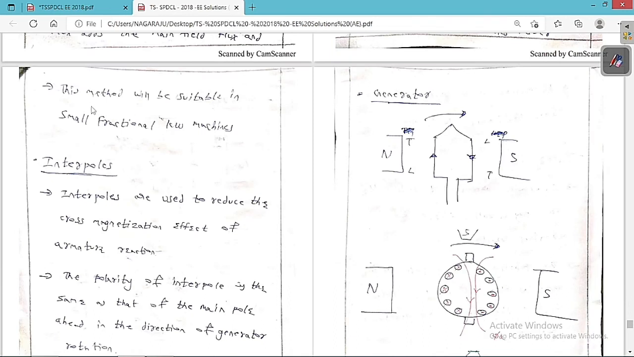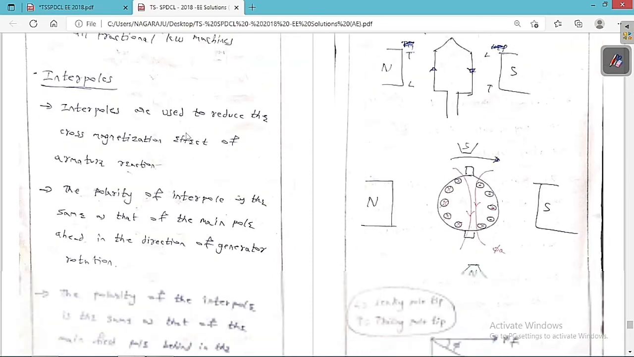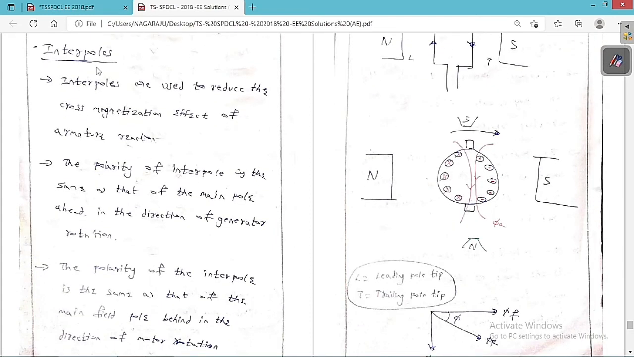I have already told you this resistance compression is used only for small fractional kilowatt machines, whereas for the high kilowatt machines we go for the voltage compression. So now we discuss another concept which is called the interpoles. I have already told you interpoles are basically used for reducing the cross magnetizing effect of the armature reaction.